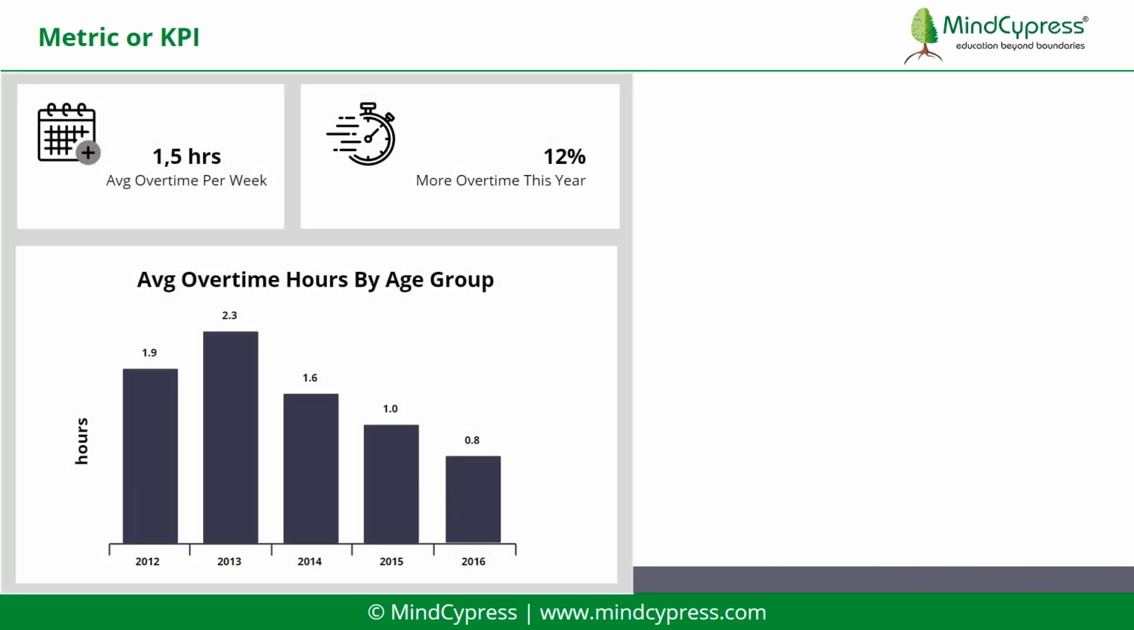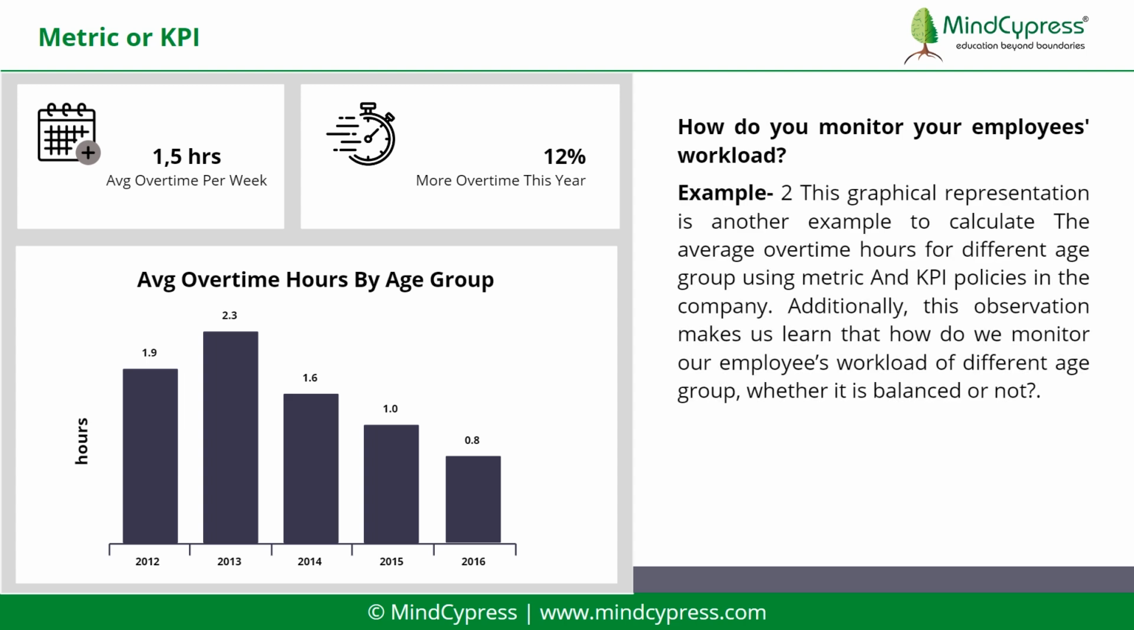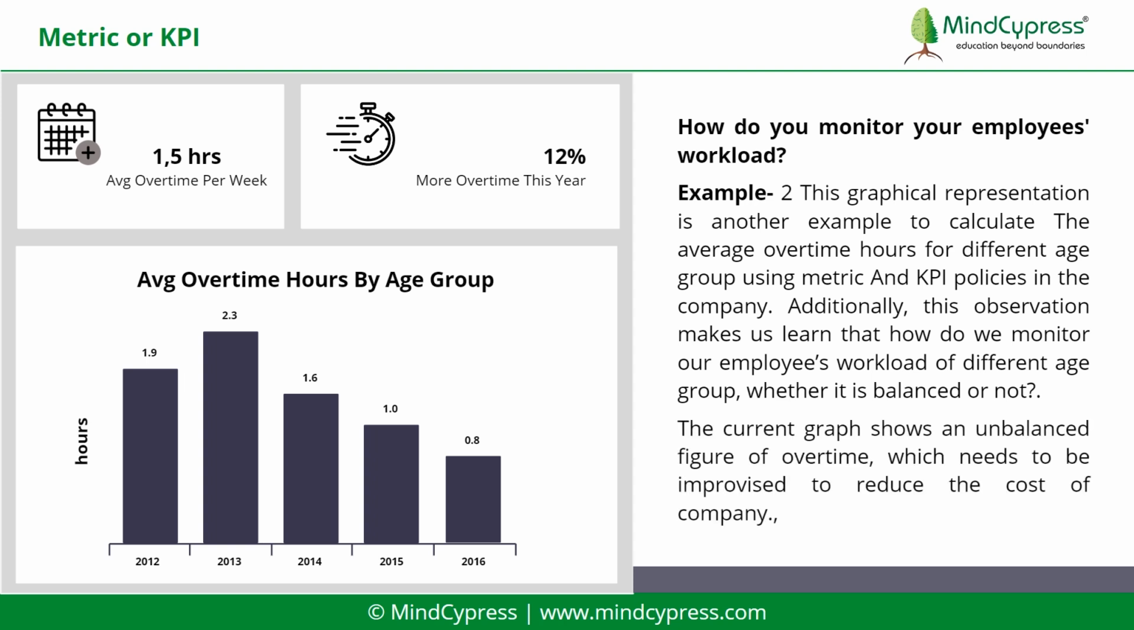Metric or KPI. How do you monitor your employees' workload? Example 2. This graphical representation is another example to calculate the average overtime hours for different age groups using metric and KPI policies in the company. Additionally, this observation makes us learn how we monitor our employees' workload of different age groups, whether it is balanced or not. The current graph shows an unbalanced figure of overtime, which needs to be improved to reduce the cost of the company.